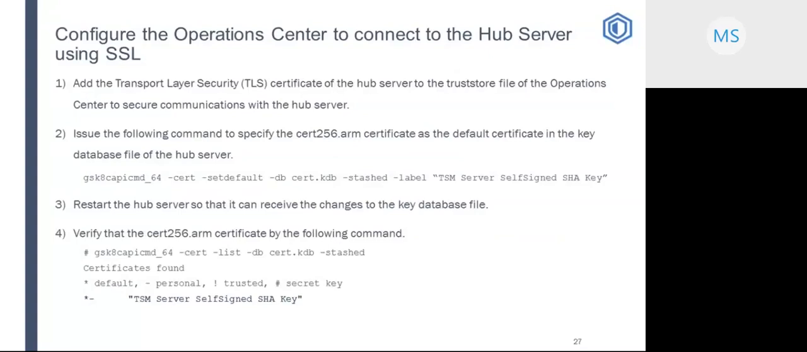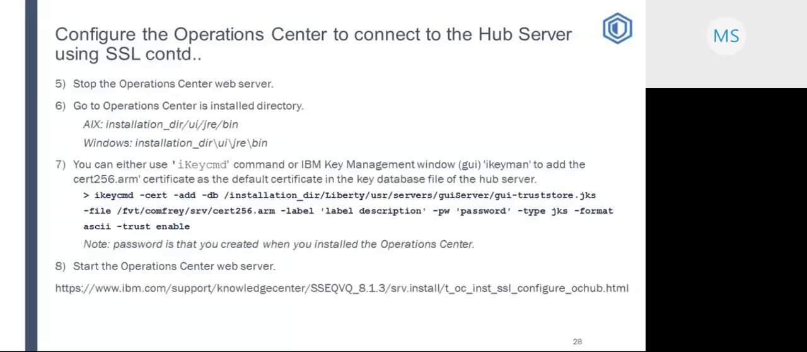To do that, run the following command from the Hub Server with the server key database file. Then restart the Hub Server and verify the certificate. It should show the TSM server self-signed SHA key as shown below. Then moving to the next slide, continuation of this configuration.